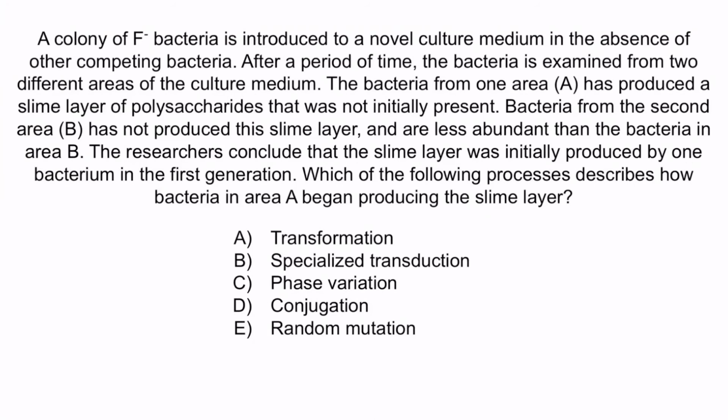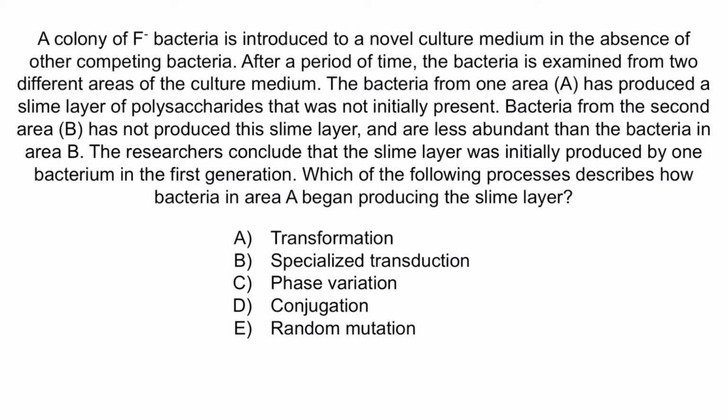A colony of F- bacteria is introduced to a novel culture medium in the absence of other competing bacteria. After a period of time, the bacteria is examined from 2 different areas of the culture medium. The bacteria from one area, A, has produced a slime layer of polysaccharides that was not initially present. Bacteria from the second area, B, has not produced this slime layer and are less abundant than the bacteria in area A. The researchers conclude that the slime layer was initially produced by one bacterium in the first generation.